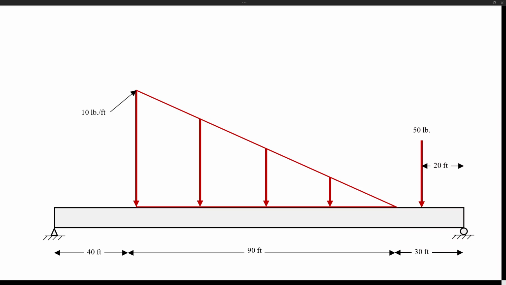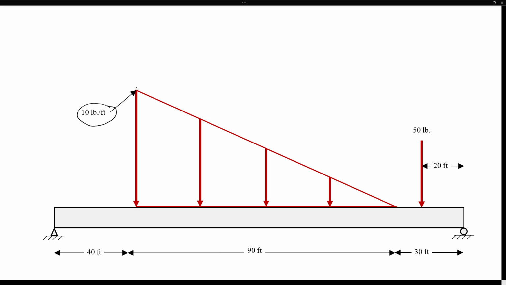Reaction force calculation, non-uniformly distributed loading situation. So the first thing you have to do is to calculate the total non-uniform distributed load, the resultant of the non-uniform distributed load. In this case, you are given 10 pounds per foot using a triangle. That's the height of the triangle, and the base is 90 feet.